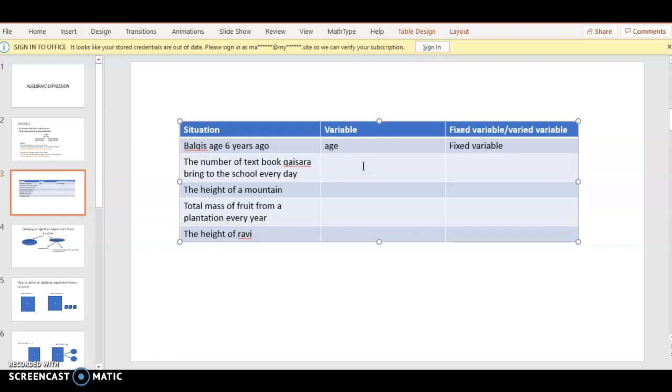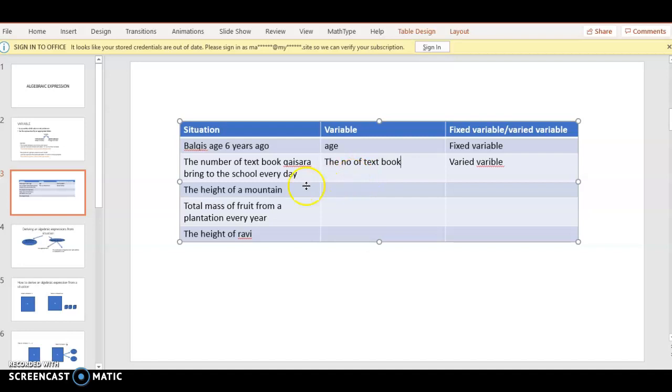Now, the number of textbooks Kaisara brings to school every day. Every day you bring textbooks to school. Do you think it's the same or not? It's not the same, it's always changing. So we can say that it is a varied variable. The variable will be the number of textbooks.